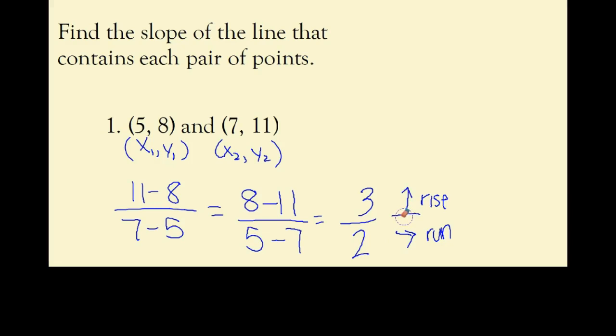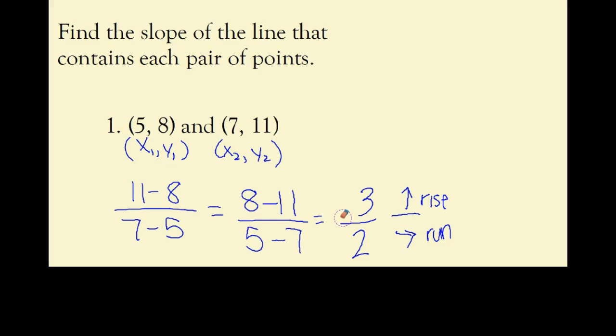Now, what if you didn't do it the way Maddie did it? Well, what if you thought that 7 and 11 was your first point, and 5 and 8 were your second? So you would have the order switched. Okay? Then you did 8 minus 11 instead of 11 minus 8. And then for the run, you did 5 minus 7 instead of 7 minus 5. If you did it that way, you would have negative 3 over negative 2. And guess what happens there? Negative 3 over negative 2, yes? It's exactly right. The negatives would cancel out. You would get the same number.